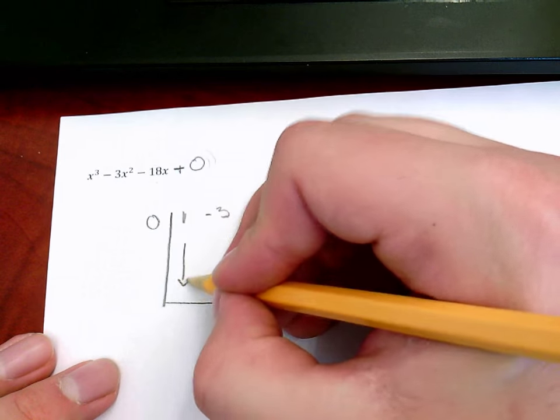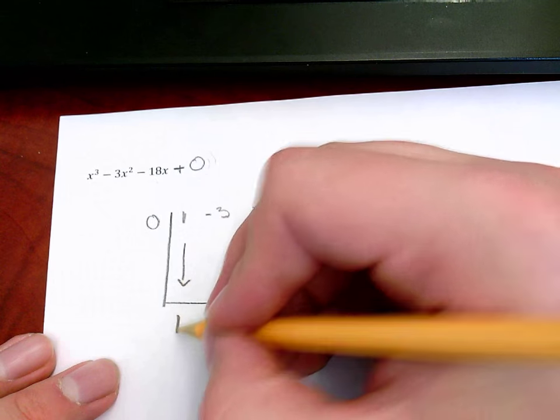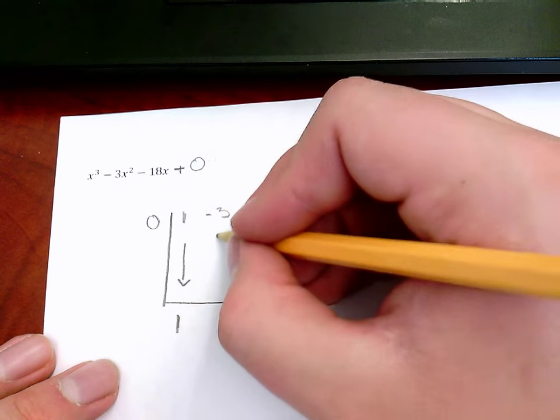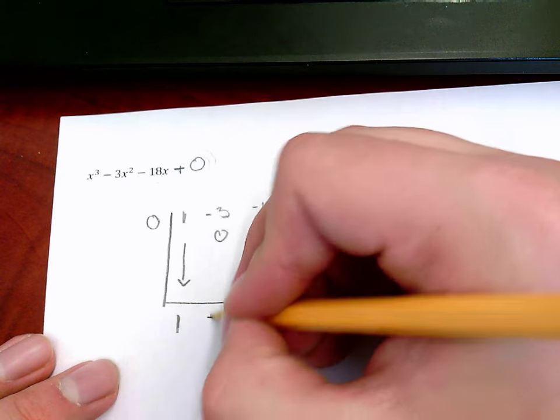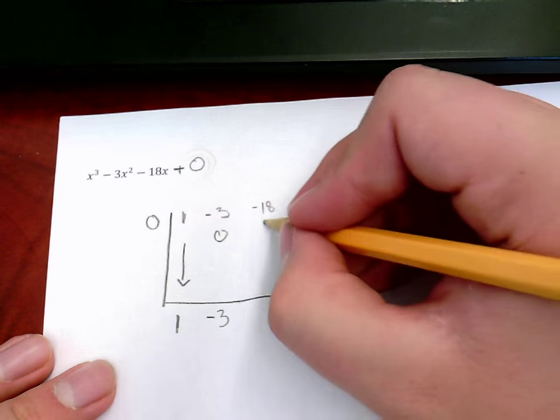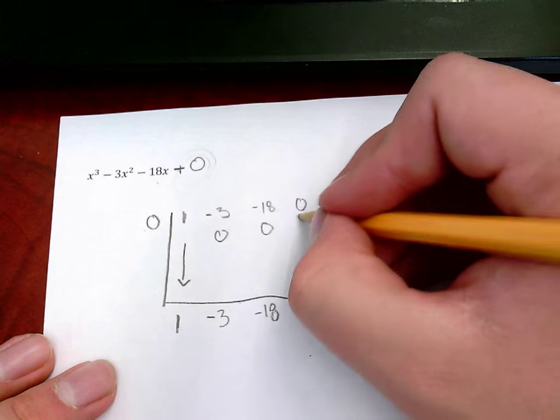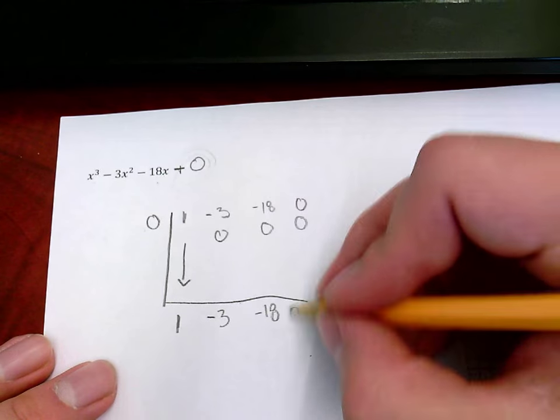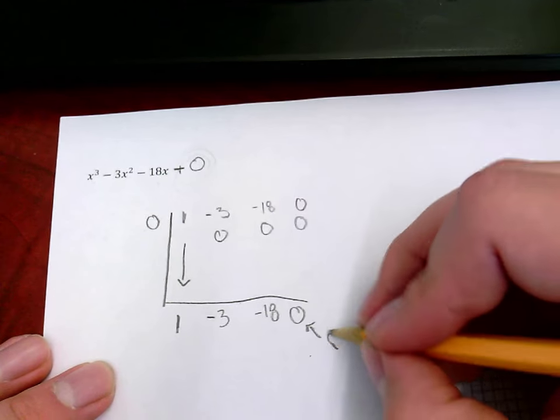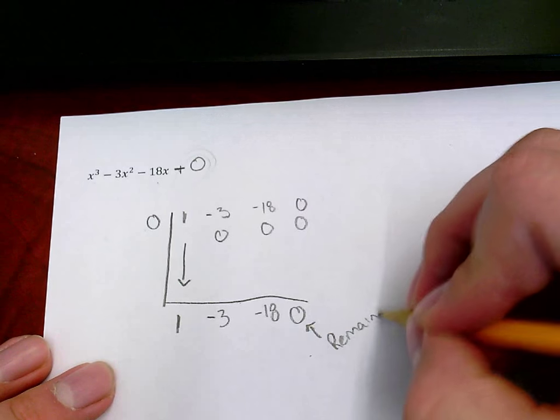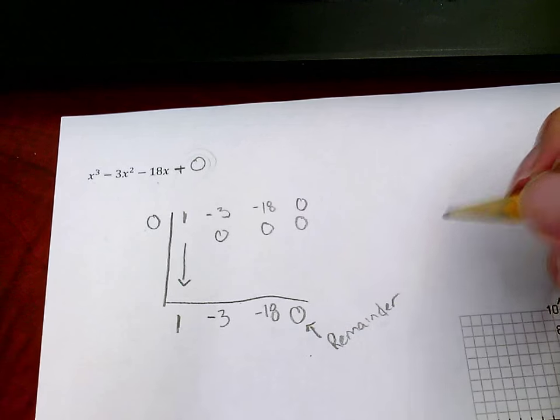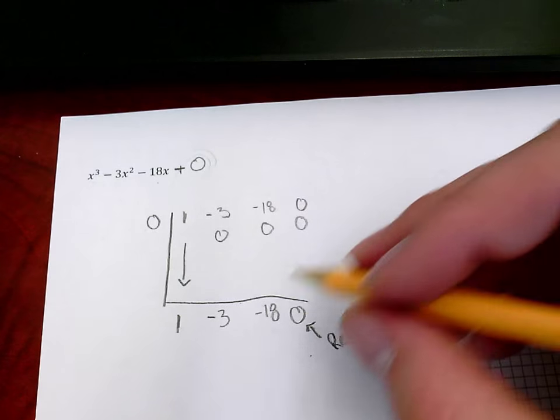And we do the same process. We bring down the first number, put it right here, take that, multiply it by the outside number, you get 0. Add negative 3, multiply by that, becomes 0 again. Add negative 18, multiply that by 0, you get 0. So 0 plus 0 equals 0. And remember, that last number is our remainder. If that's not 0, we screwed up somewhere, but in this case it is.